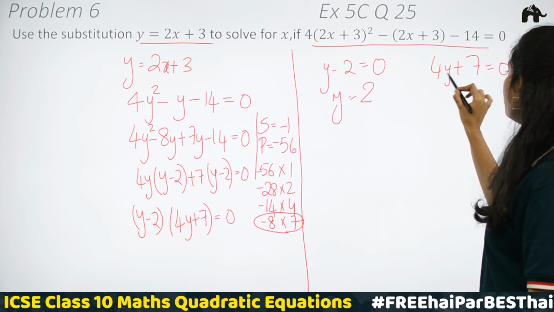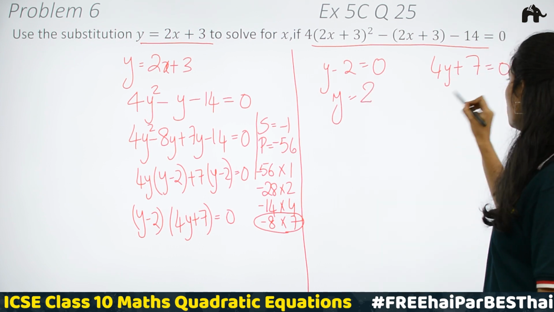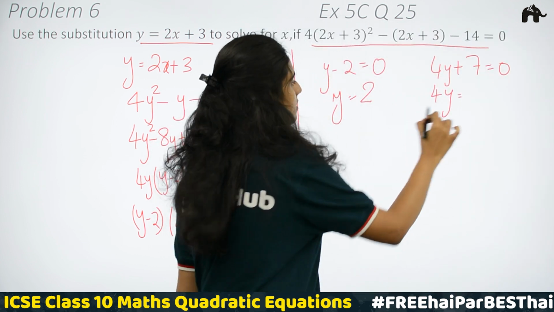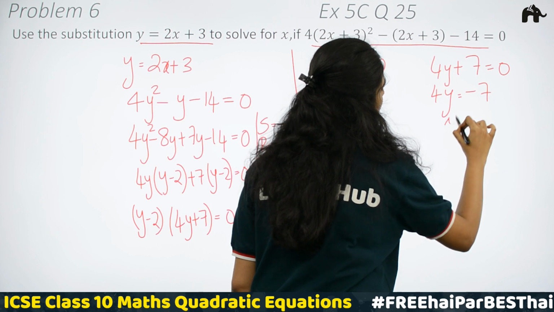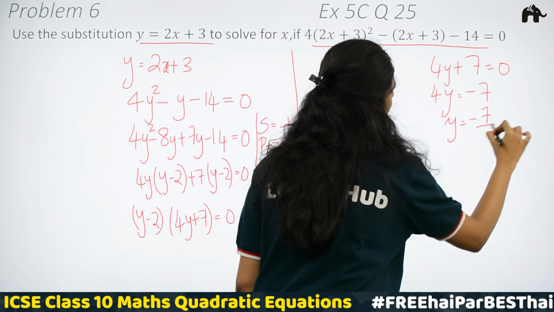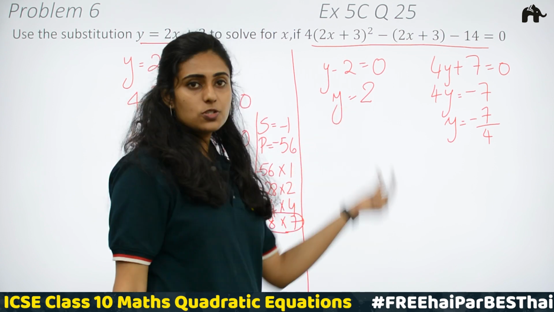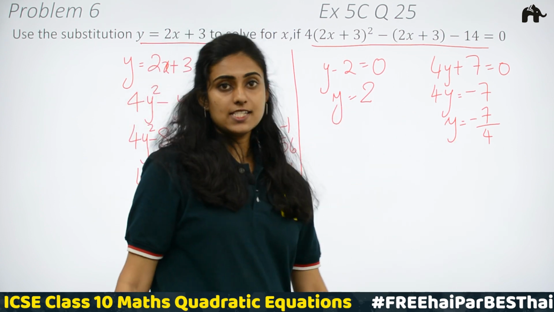If 4y plus 7 is equal to 0, then 4y is equal to minus 7, or y is equal to minus 7 divided by 4. Now, we got the values of y. y is equal to 2 or y is equal to minus 7 by 4.